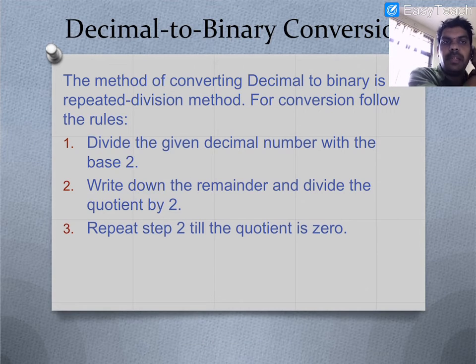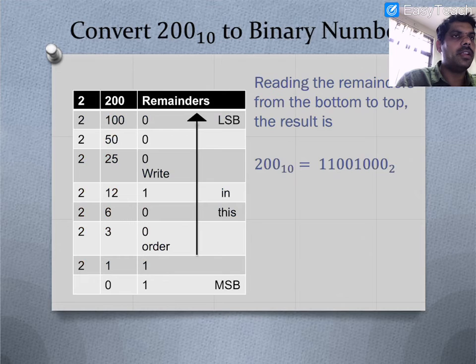So divide the given decimal number by base 2, write down the remainder, and divide the quotient by 2. Repeat the step until it comes to 0. So this is the way we are going to write the decimal to binary conversion, right?